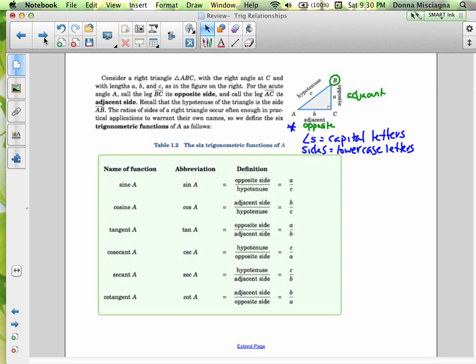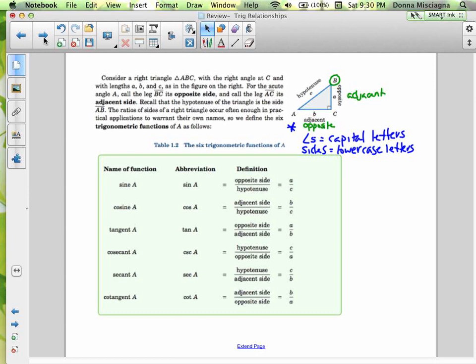and side c is opposite angle C. So if we're looking from A's perspective, sine A, which is the opposite over the hypotenuse, is going to be side a over side c. Cosine A, from angle A's perspective, is going to be adjacent over hypotenuse, and in this case, adjacent is side b over the hypotenuse, which is side c.